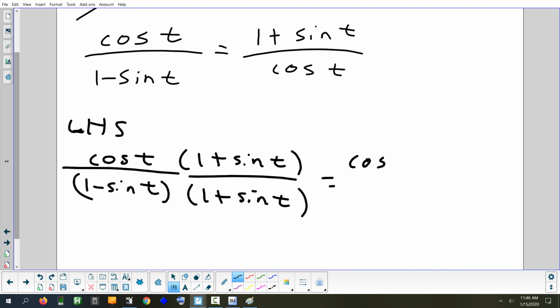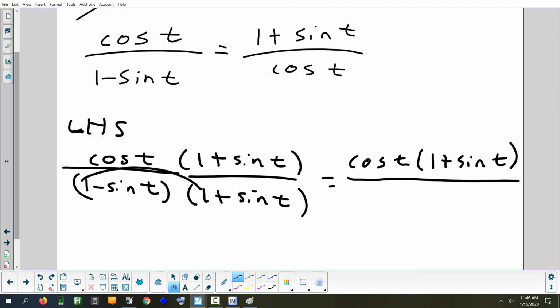And as you start doing some of these problems, you may do something in one step, and then you may undo it in the next step. Kind of like construction on 290. Same thing. So, cosine, 1 plus sine. Now, FOIL out what's in the bottom.